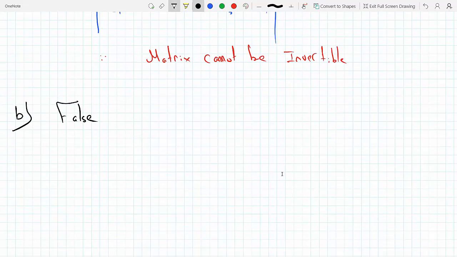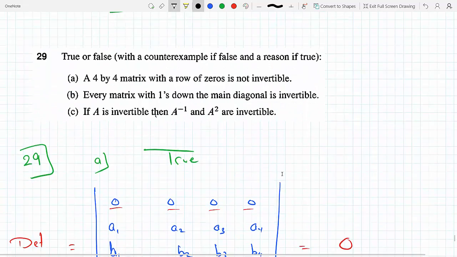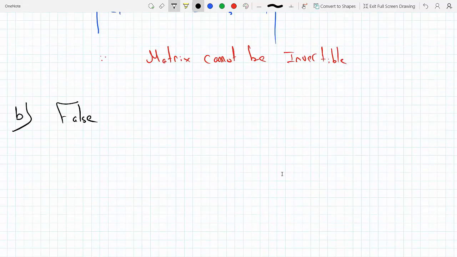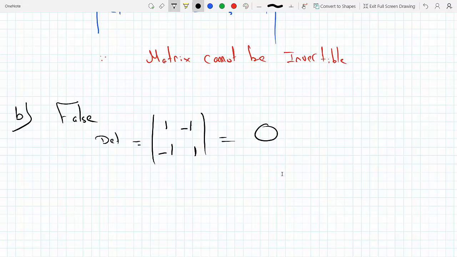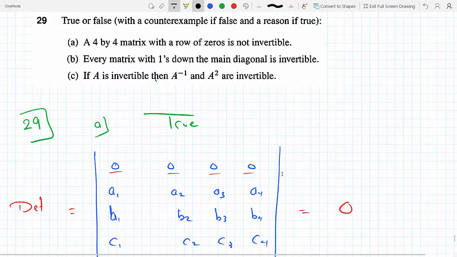For example, if you were to take a matrix with 1, 1 on the diagonal, right? This has ones along the diagonals. Well, what if I put 1, 1 here? Or minus 1, minus 1? Then what's the determinant of this matrix? Then the determinant of this matrix will be 0, even though I have ones on the diagonal. So it still has no inverse, even with ones on the diagonals. So definitely this is a false statement.